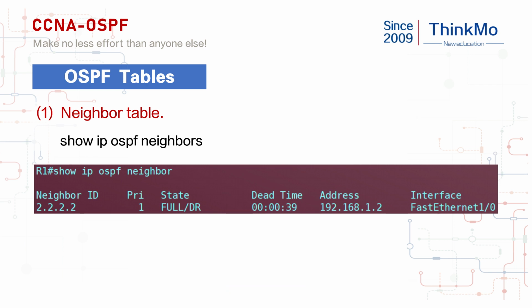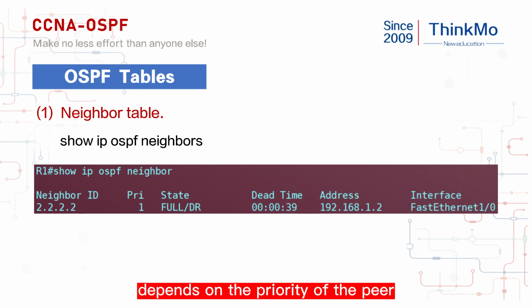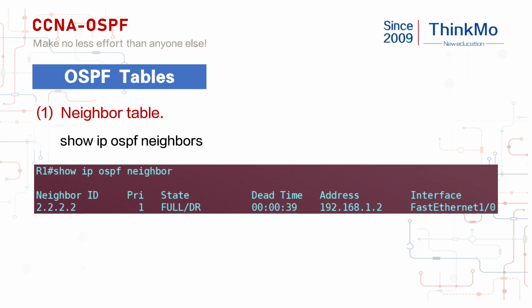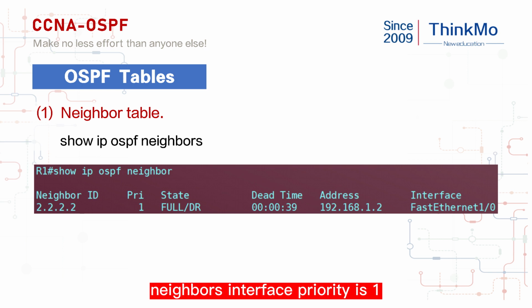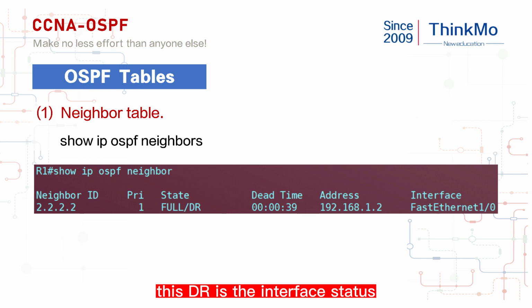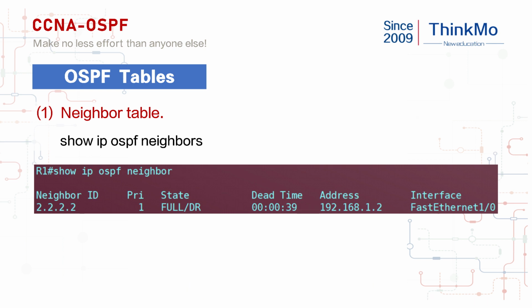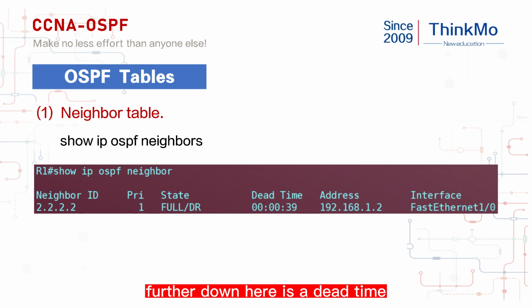Look down. Here is a state called full DR. The interface priority depends on the priority of the peer. The neighbor of the device is 2.2.2.2. Neighbor's interface priority is 1. This full is the neighbor status. This DR is the interface status. It's all neighbors. Further down here is a dead time. For OSPF, there is also a hello packet.